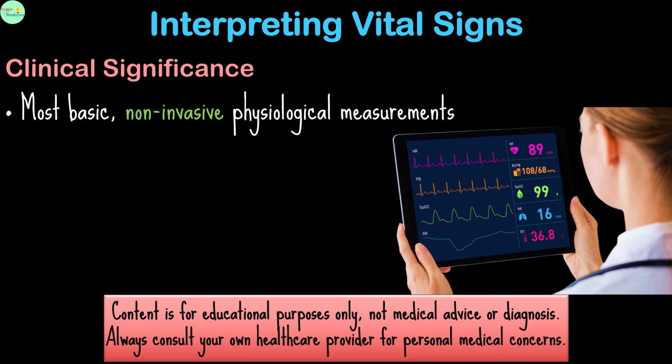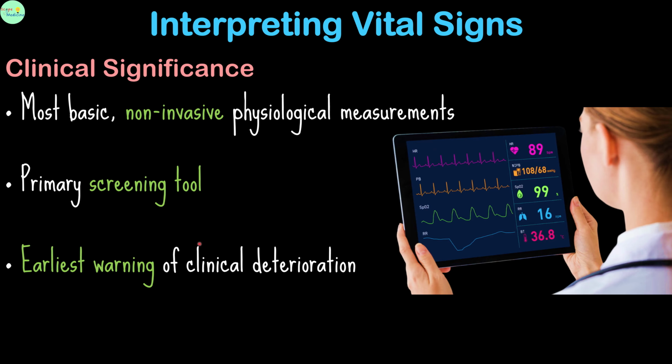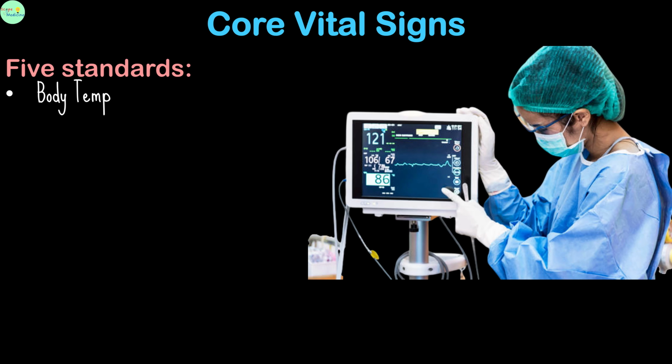Vital signs are the most basic, non-invasive measurements of essential physiological functions. They serve as the primary screening tool for assessing illness severity and physiological stability. Critically, abnormalities in vital signs often provide the earliest warning of clinical deterioration, guiding the need for urgent investigation and intervention. We begin with the core set of measurements, known as the quintet of assessment.